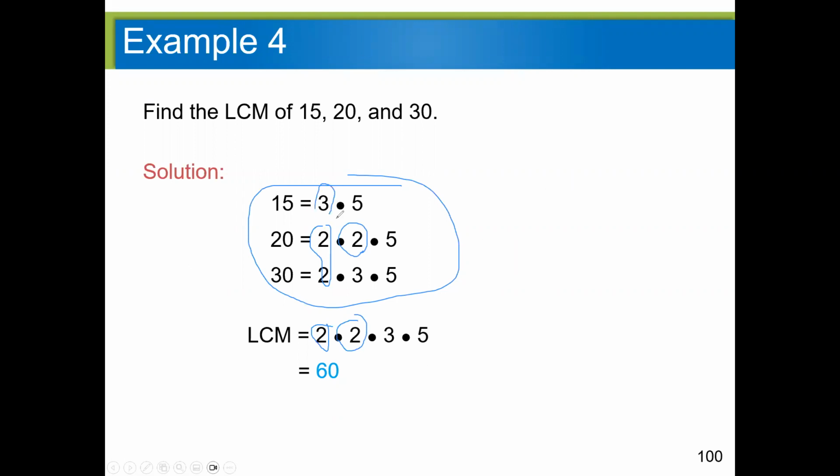I see I have a 3 and a 3, so we drop a 3, because I need a 3 to hit 15. And all three of these have a 5, so one 5 goes down because a 5 is required in the prime factorization of 15, 20, and 30. Multiply those up together, I get 60. 60 is the smallest number that has 15, 20, and 30 as factors.